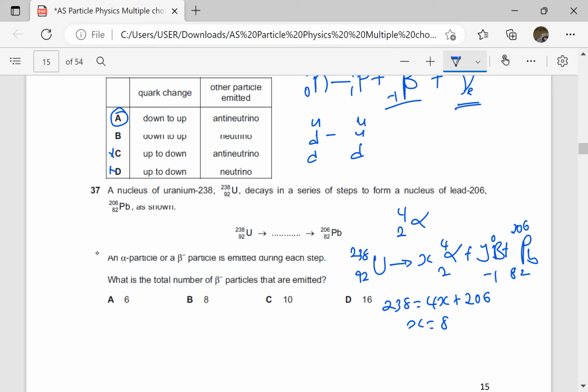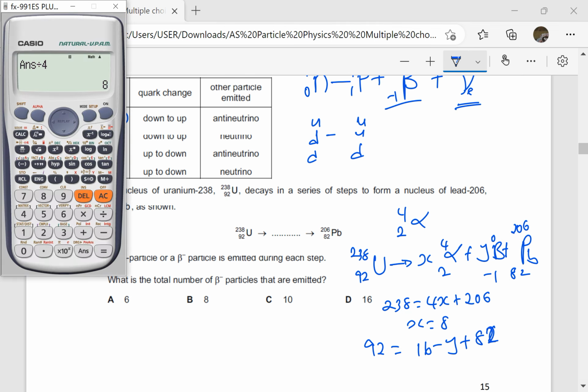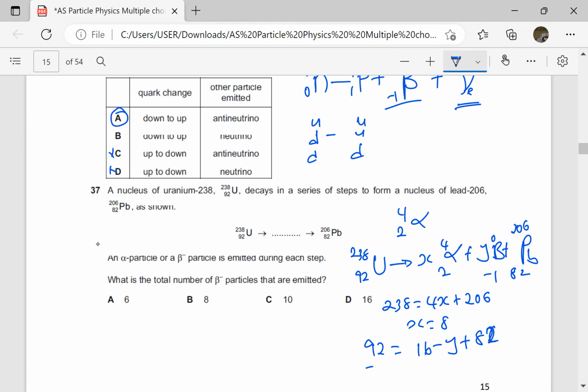Then how many beta minus particles are emitted? Now that I know x, I can predict the total number of protons. So proton number is 92 on the left hand side. On the right hand side will be x times 2, which is 8 times 2, that is 16, plus y times negative 1, that is minus y, plus 82 of the product. So I just find y. 92 minus 16 minus 82. That's negative 6. So negative y is equal to negative 6, so y is 6. So the answer is 6. There are 6 beta minus particles.